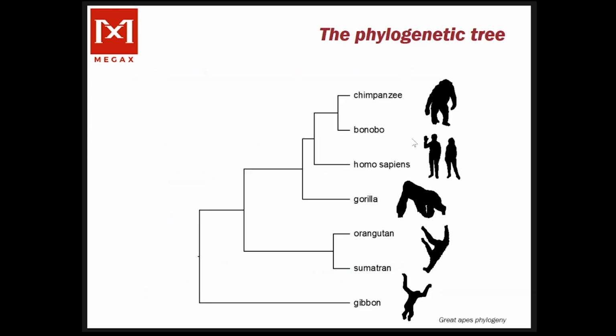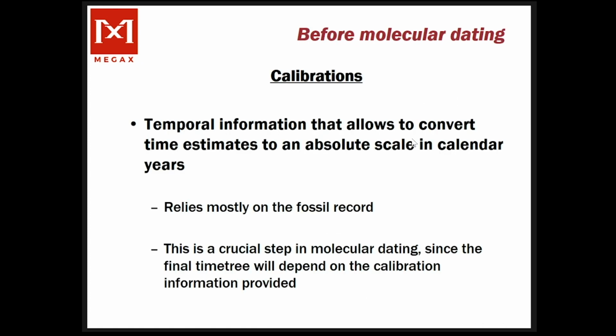So once you have the phylogenetic tree, that's the first thing you should have. And the other thing that we need to estimate a time tree is the calibrations. Calibrations are the temporal information that allows us to convert time estimates to an absolute scale in calendar years. They rely mostly on the fossil record. They can rely also on geological data, etc.